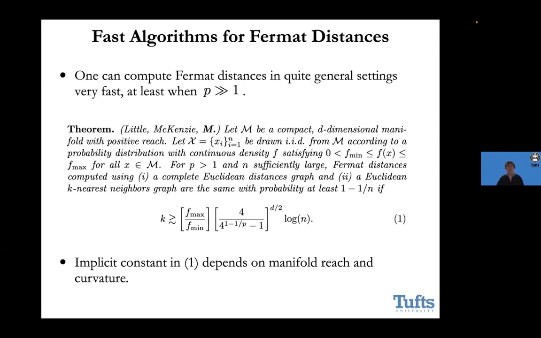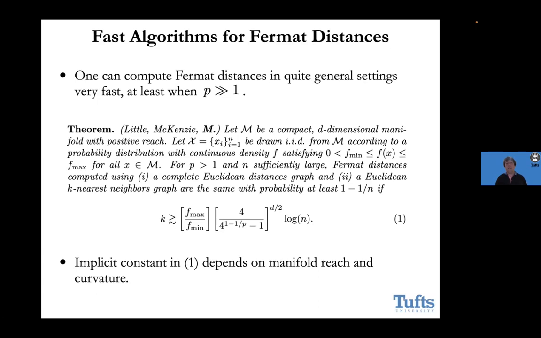And so the theorem we have is basically that, as long as my measure is supported on a nice manifold and the density is bounded away from 0 and away from infinity, then as long as I take K, essentially scaling logarithmically in the number of samples, running the Fermat distances on that K nearest neighbors graph is the same as running it on the complete graph.